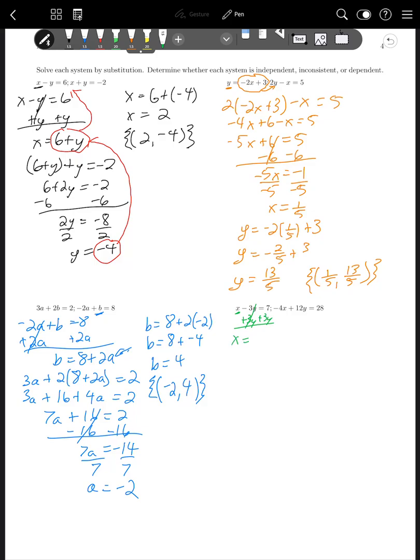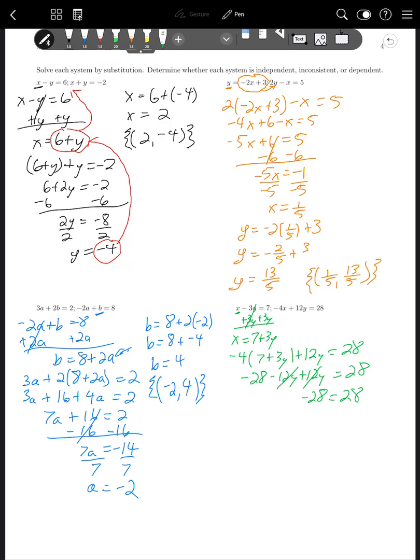So we get x equals 7 plus 3y. And now we can substitute in for x. So negative 4 times 7 plus 3y plus 12y equals 28. Distribute to get negative 28 minus 12y plus 12y equals 28. These cancel and we get negative 28 equals 28.